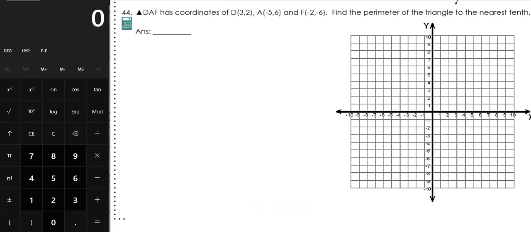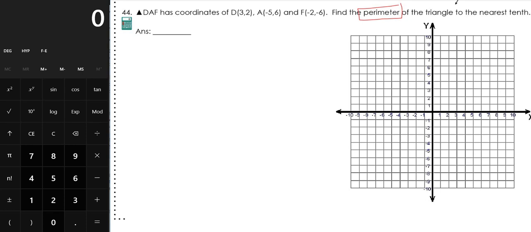Number 44. Triangle DAF has coordinates of D, A, and F as listed. Find the perimeter of the triangle to the nearest tenth. Our goal is to get perimeter. Very straightforward. Now, to get perimeter, you have to add up all the side lengths that make up your shape. Let's take a look at what our shape looks like. So we're going to take a minute. We're going to plot.